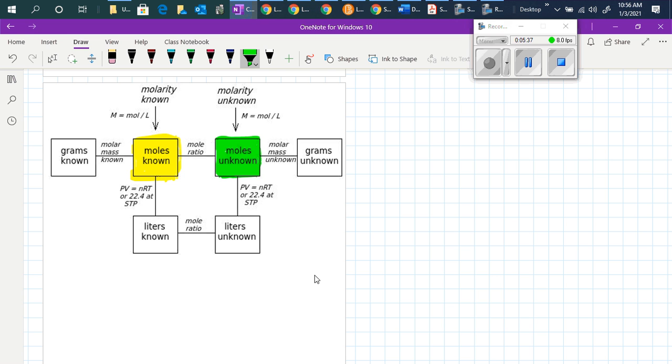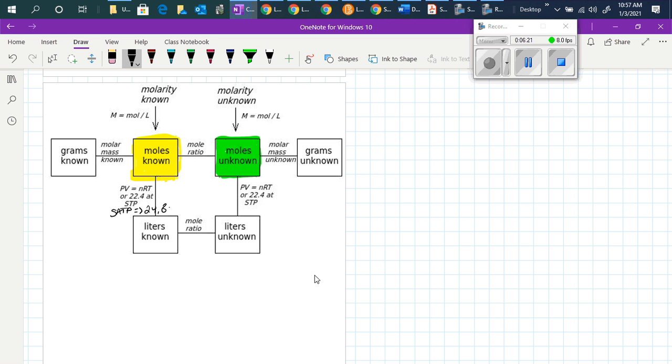Okay, so the whole point is to find the moles of known. If they are giving grams, then we will use the molar mass. If they are giving molarity, then we will use moles over liters. And if they are giving you liters, then you will use PV equals nRT for ideal gas, or 22.4 for STP, or if it is SATP, then you will use 24.8. Sorry, it's 24.8. That is the molar volume of gases.